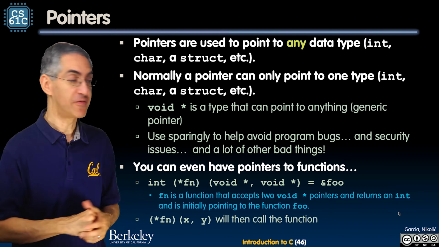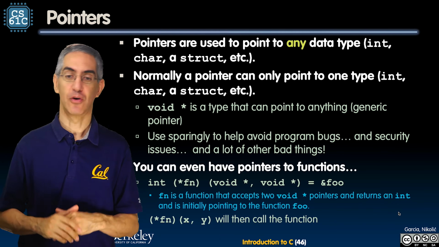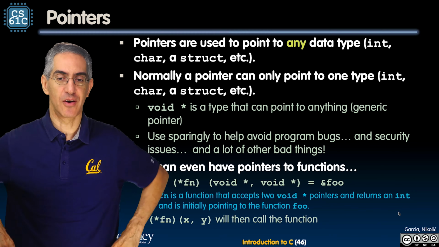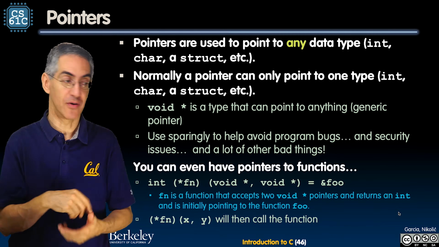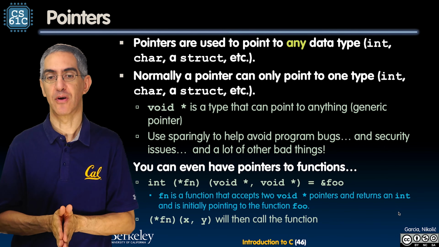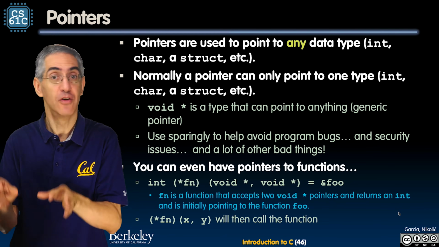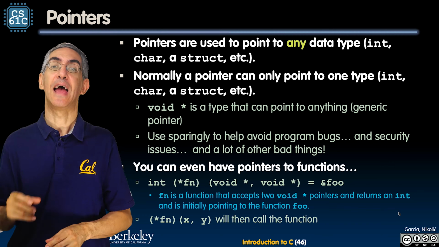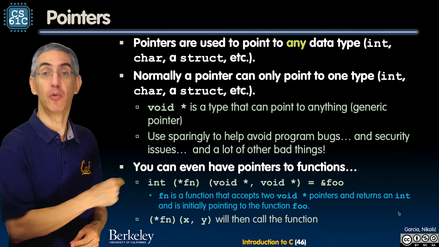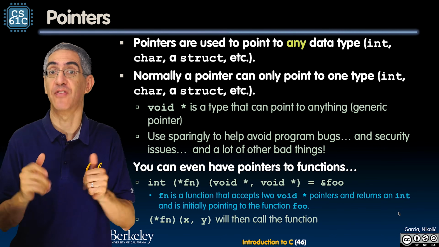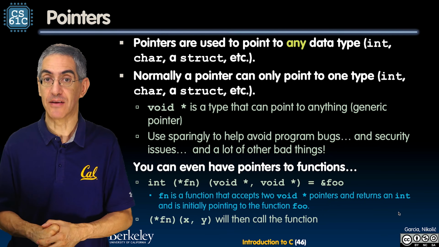You can even have pointers to functions. The picture at the bottom right shows a pointer to a function. This says I'm declaring this function pointer, fn, to be a pointer to a function that takes two void stars, two generic pointers, and returns an integer. And foo is one of those functions. Foo satisfies that.